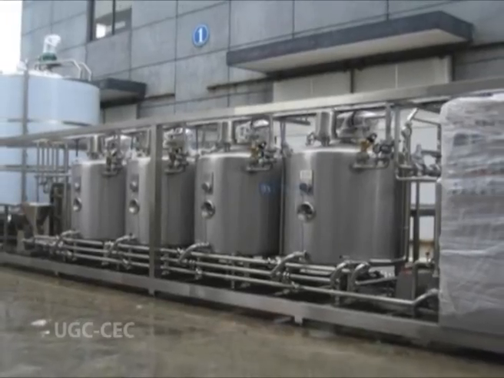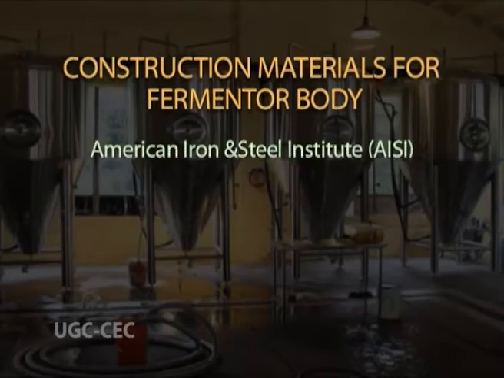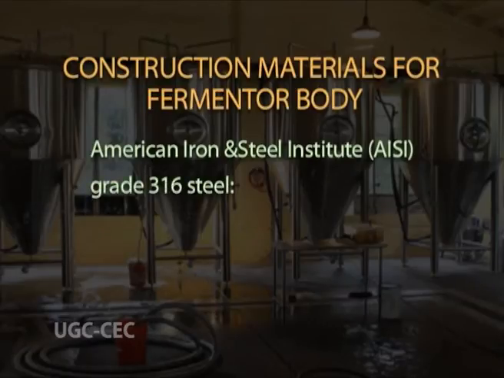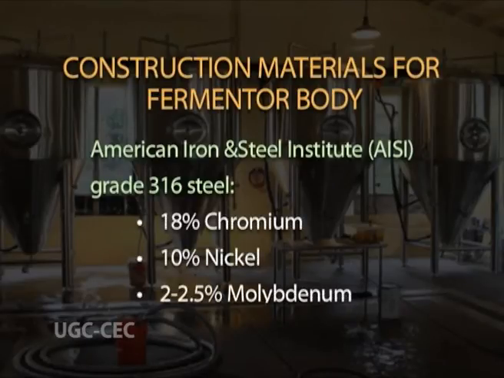Pilot and industrial scale vessels are normally constructed of stainless steel. The American Iron and Steel Institute AISI grade 316 steel, which contains 18% chromium, 10% nickel and 2 to 2.5% molybdenum, is generally used in fermenter construction. The thickness of the construction material will increase with scale.